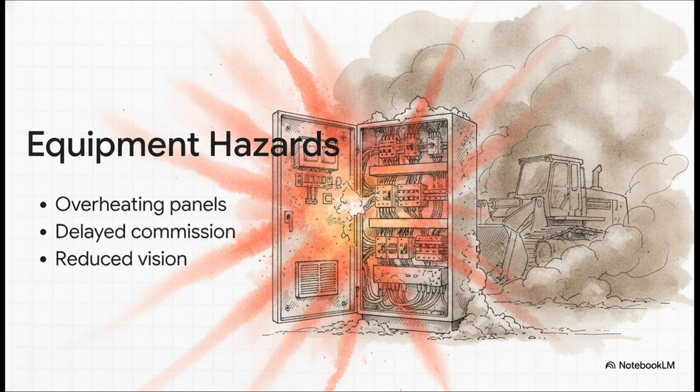And beyond human health, the threat bleeds over to our equipment and the broader environment. The crucial point to understand here is how dust interacts with high-value infrastructure. When dust settles on electrical panels, it actually acts as an insulator, which causes overheating. And worse, it can bridge connections, leading to short circuits or even massive fire hazards.